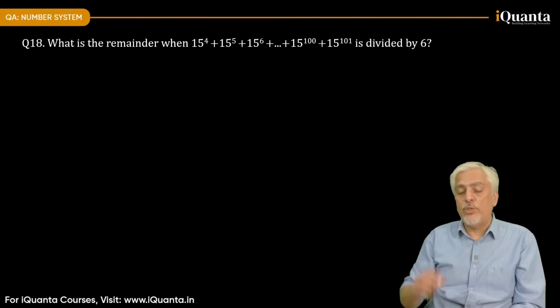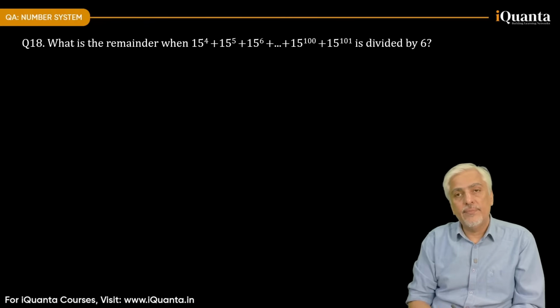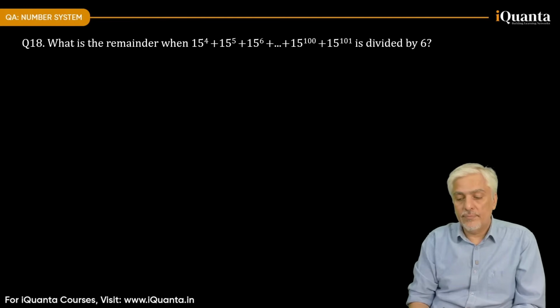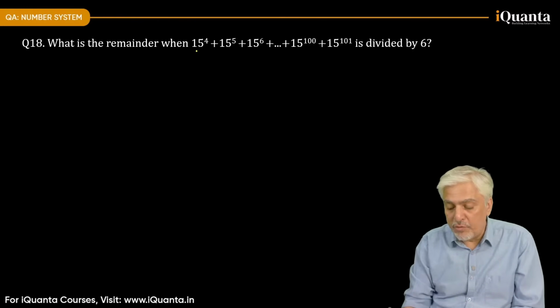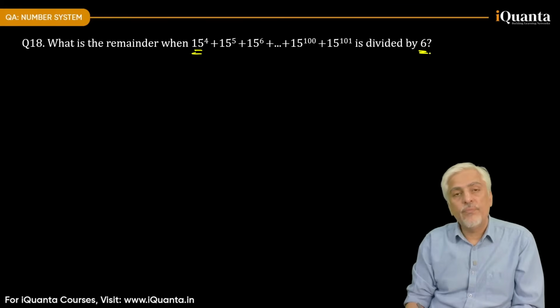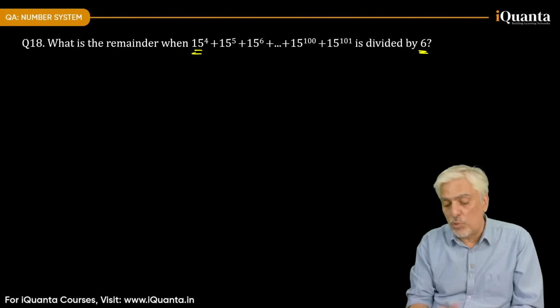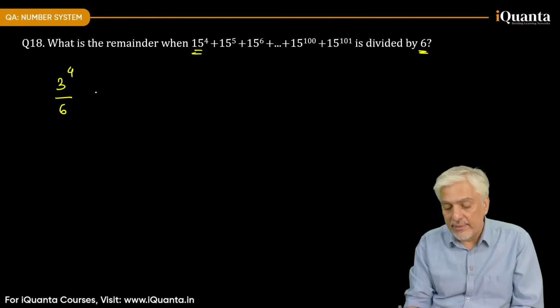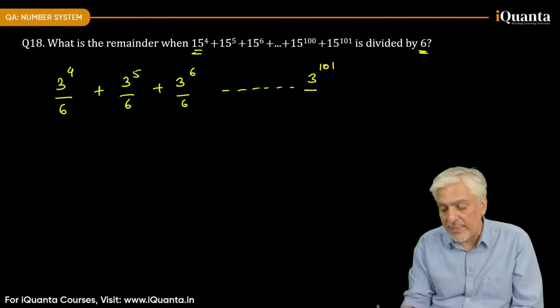Okay, here also the same logic. No, it is not 10 into 3, it is 10 raised to 3. 15 is bigger than 6. So 15 divided by 6, remainder is 3. So 3 raised to 4 divided by 6, 3 raised to 5 divided by 6, 3 raised to 6 divided by 6, up till 3 raised to 101 divided by 6.